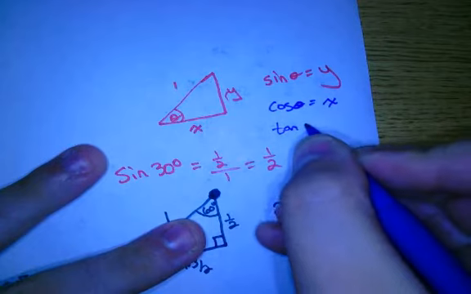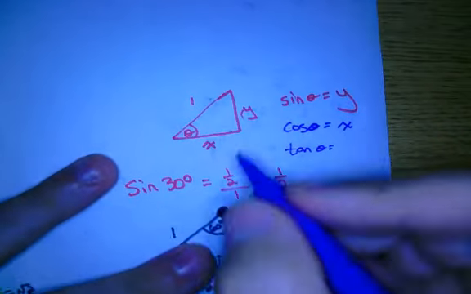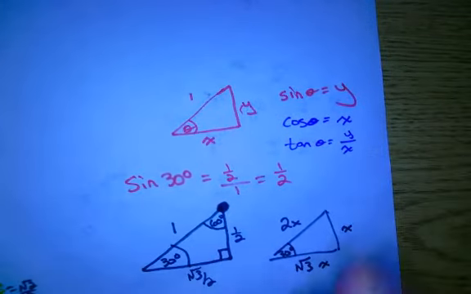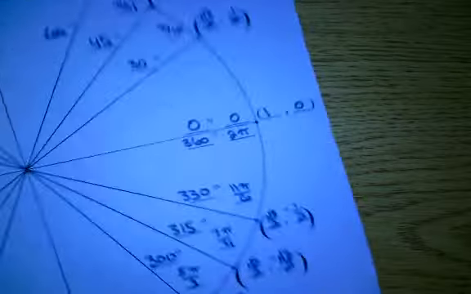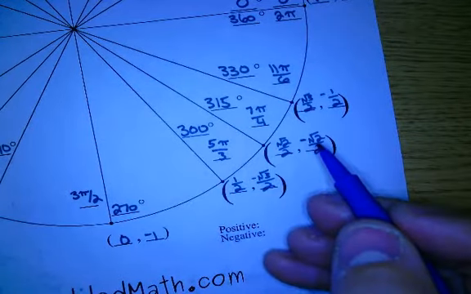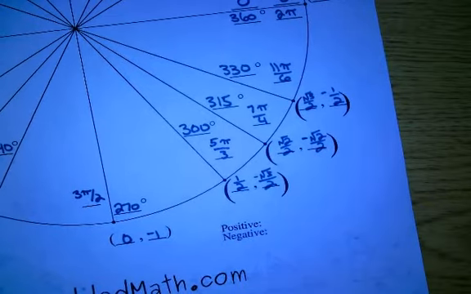What is tangent? Tangent is going to be y over x. This one requires just a smidgen of math. So what's tangent of 7 pi over 4? You just divide those, and you're going to get negative 1.